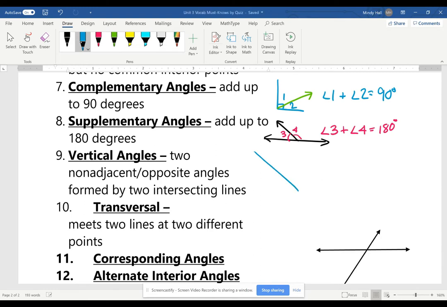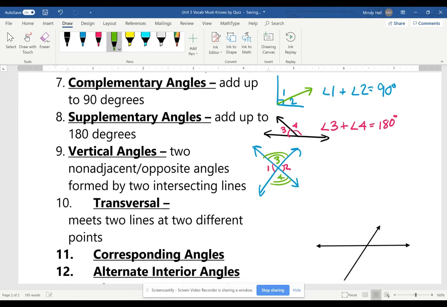With vertical angles, that's going to be two non-adjacent opposite angles formed by two intersecting lines. So if you just draw two intersecting lines, you realize that you have an X-looking thing, and your vertical angles are going to be opposite of each other. So angle 1 would be congruent to angle 2, and angle 3 would be congruent to angle 4.